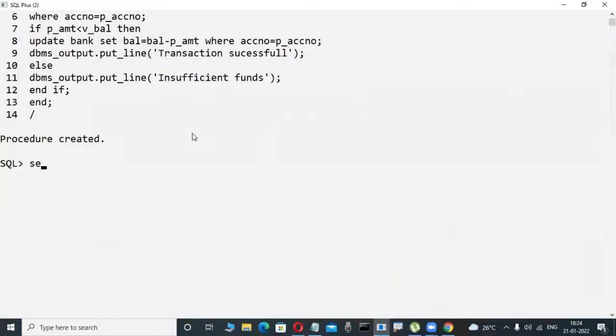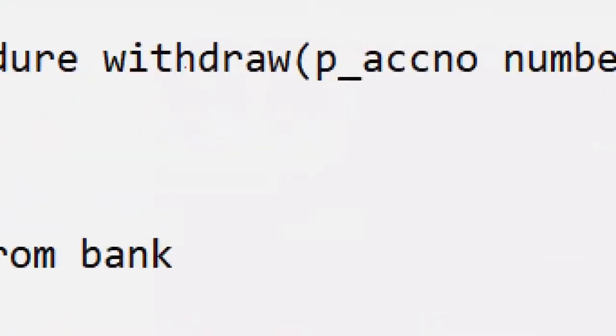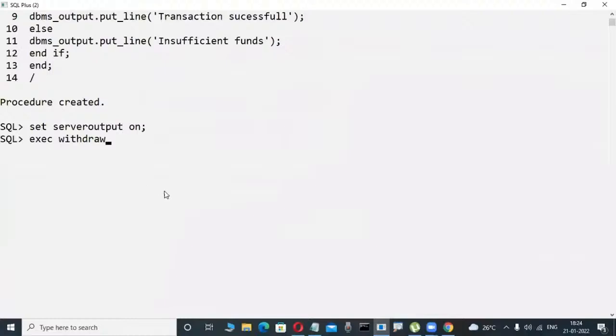Now check it out. Observe here. I try to check something. Here I'm executing: exec procedure name withdraw. Okay, fine. I'm calling this procedure withdraw. You may not have an idea of all this, just observe. Withdraw is the name of my program. Here my account number is 1001, I'm passing the account number, comma, and I try to withdraw 9,000 rupees, for example.